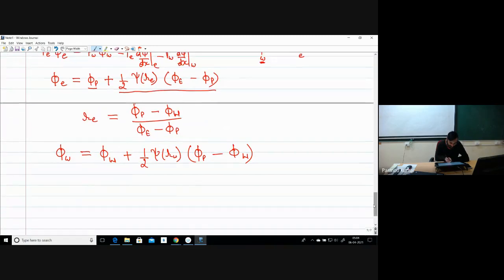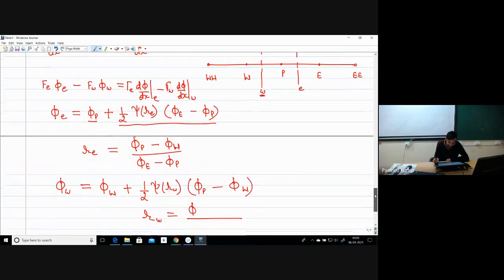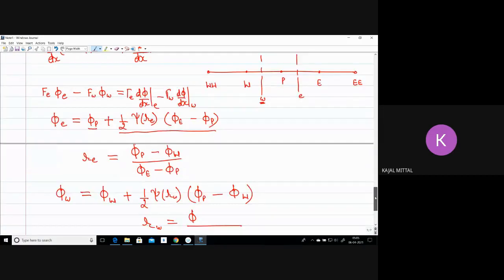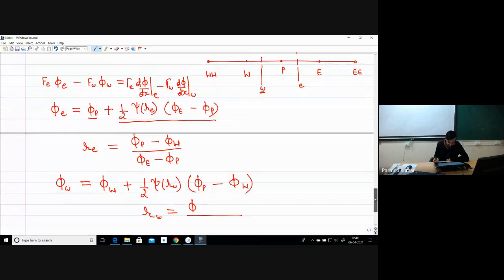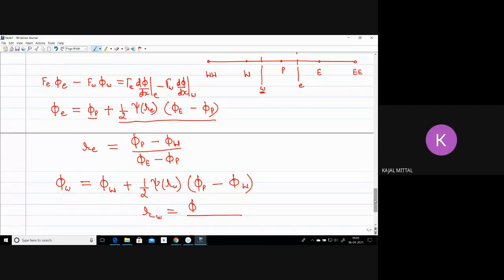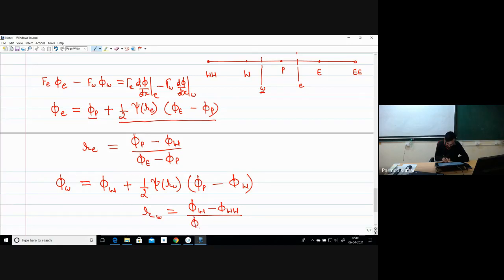Okay. Now can you tell me what will be the value for Rw? Rw has to be upstream gradient upon downstream gradient. So what is upstream gradient over here? Phi P minus phi W divided by phi W minus phi W. No, sorry, phi W minus phi WW divided by phi P minus phi W. Yes, now it is correct. So that will be the value for Rw.